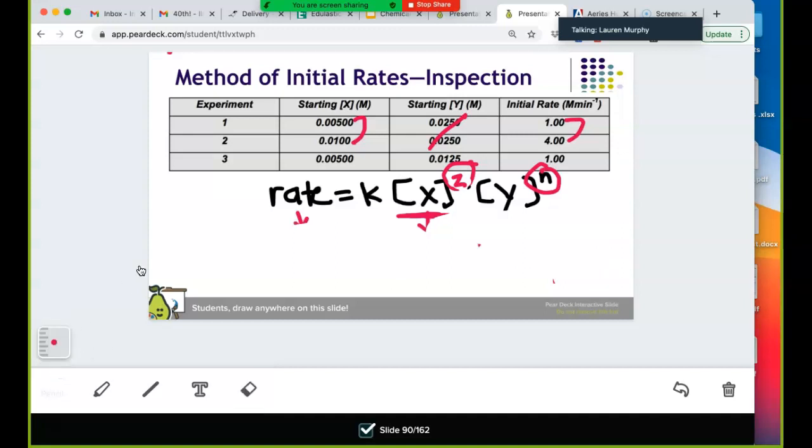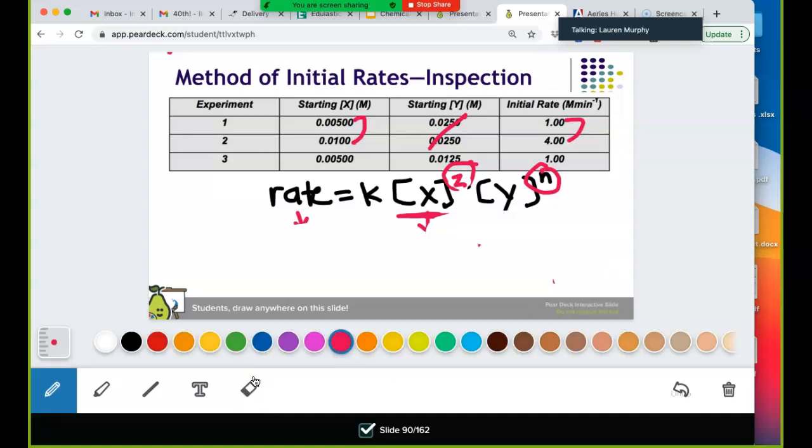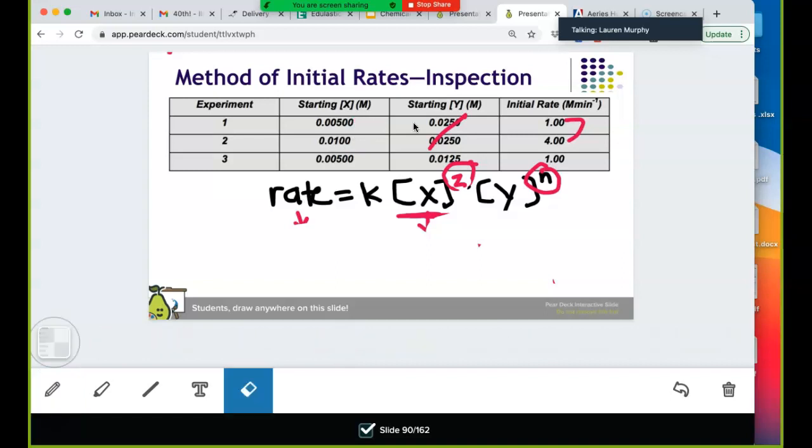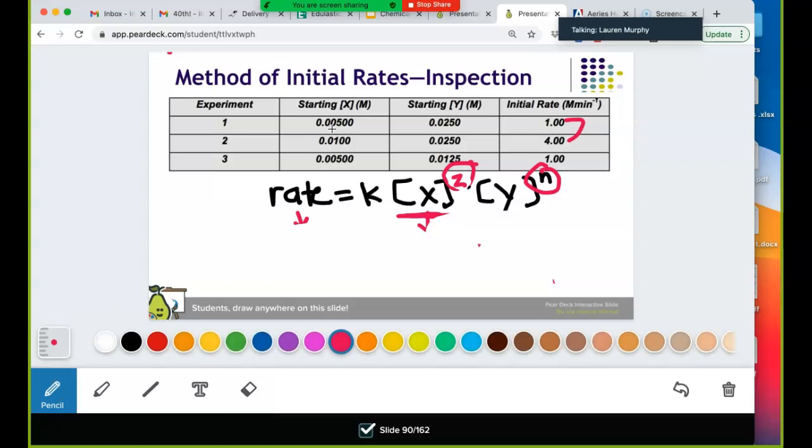So if we want to look at Y, we go, okay, well, for Y, we would like X to not be changing because that will help us hold it constant. So between experiments 1 and 3 or 3 and 1, it doesn't matter who's on the top or who's on the bottom. It just depends on if you want to think of them in terms of fractions or whole numbers, really. So I noticed in experiment 1 and 3, X is not changing. So that's great because Y is changing between experiments 1 and 3.